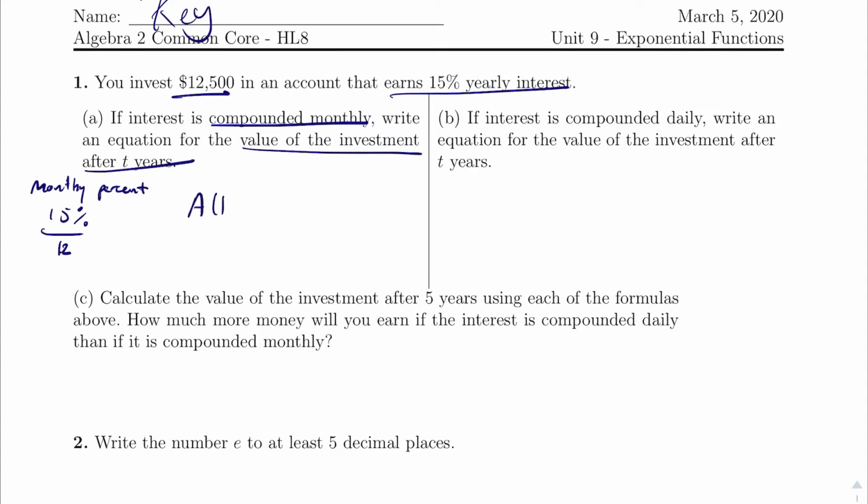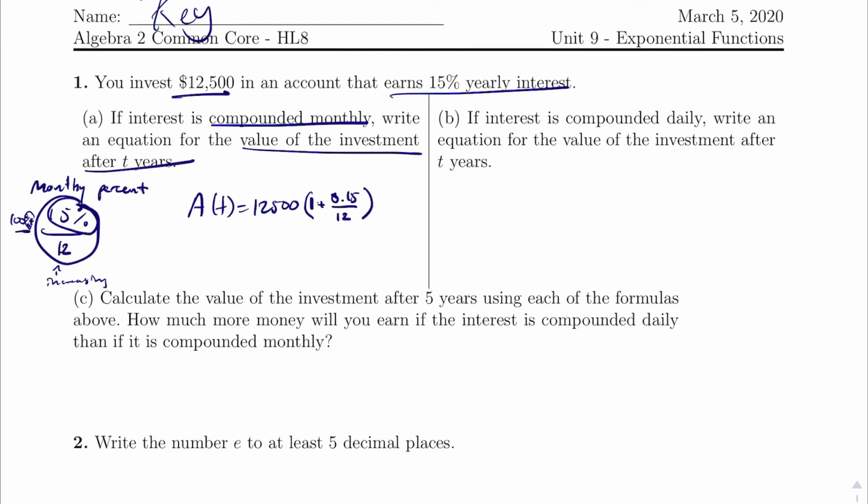So we could say A of t is equal to, starting at $12,500, we're going to be taking the monthly percent that it increases by, and because it's increasing by this percent, we'll have to take 100% and add whatever it's increasing by to it. So 100% becomes 1 when you convert it from a percentage to a number. And then plus 15% becomes 0.15 when you convert it from a percent to a number, over 12, because we're taking that 15% and dividing it into months.